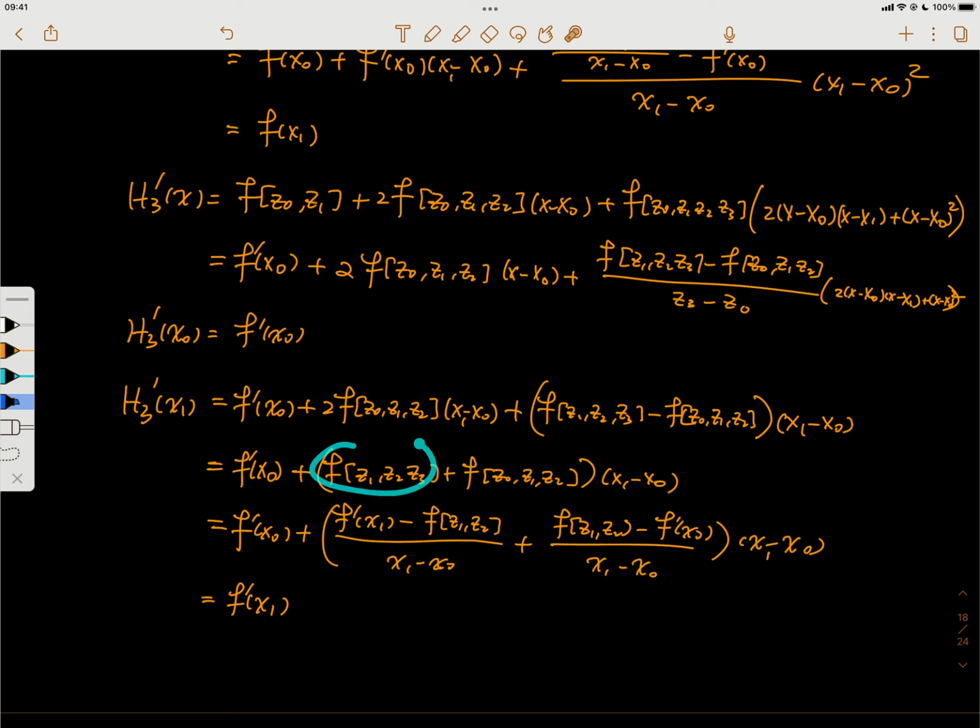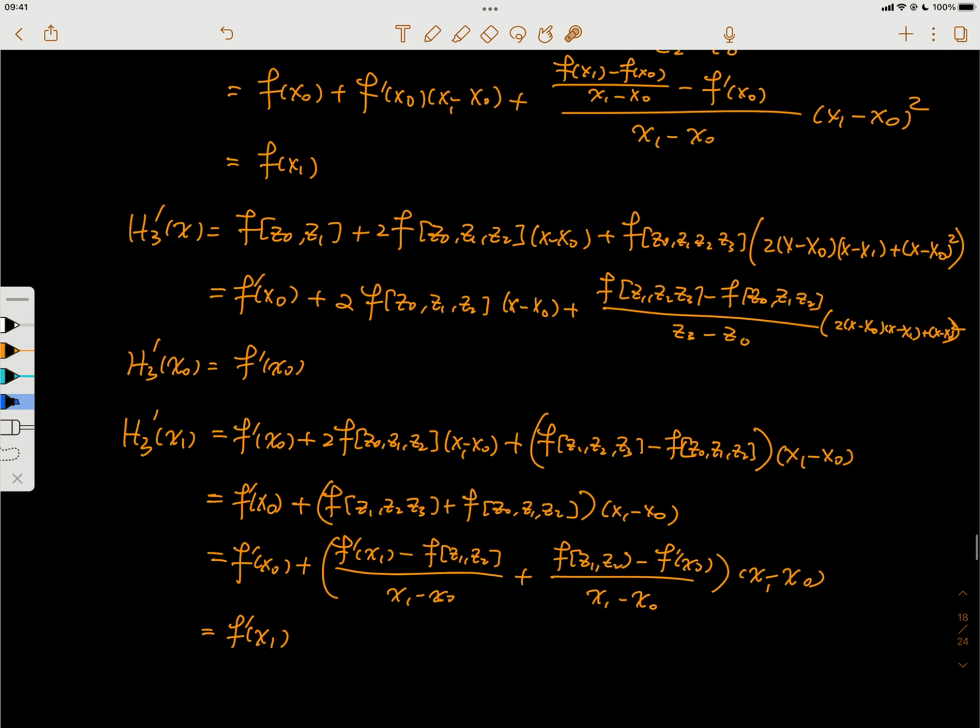The first one here is just f of z2, z3 minus f of z1, z2, but f of z2, z3 is just the derivative of f at x1. And expanding this just gives us this. Then you can simply do some calculations, because this will be cancelled with these things, and these two will be cancelled. So you only have f of x0 minus this, which is cancelled, and you have this term left. That's why we have verified H3 prime at x1 is equal to f prime at x1. So this finishes the proof.